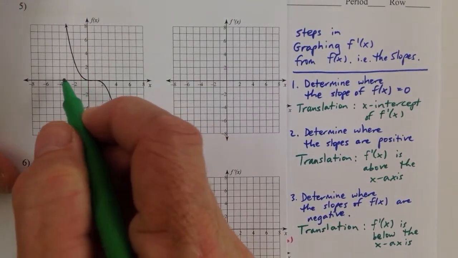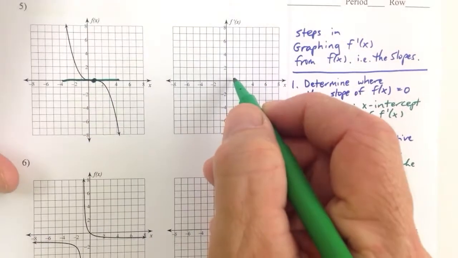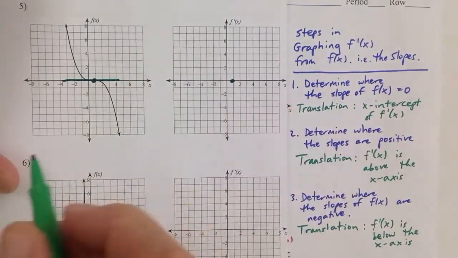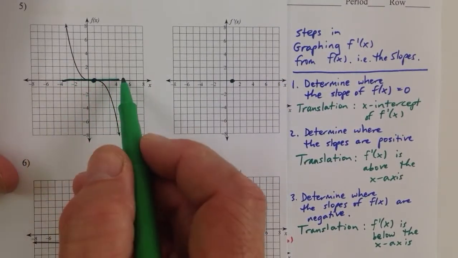Okay, so number 5, same deal. Where is f prime equal to 0? Looks like about 1 or maybe a little less than 1. Yes, you can have a tangent line that's horizontal that goes through the graph.